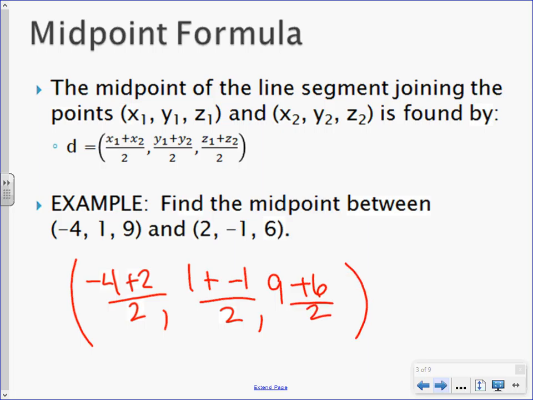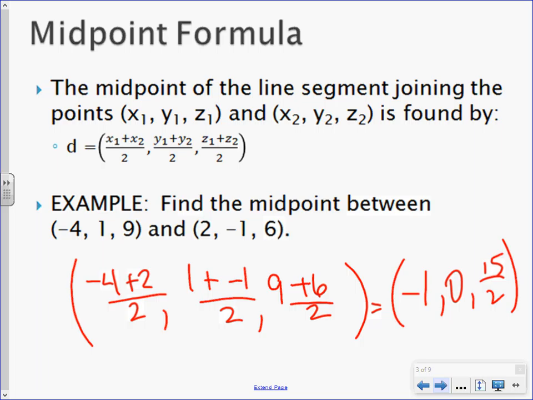Okay, turn to your neighbor, compare your answers. This is what I heard multiple times. -1, 0, 15 halves. Do you agree? There's my work. There's the answer that I heard. They match up. Cool.